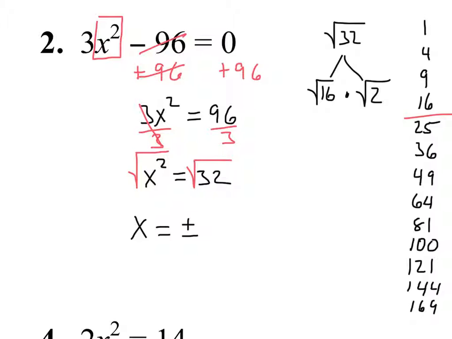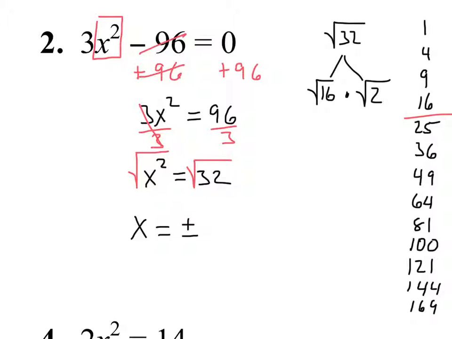Maybe the square root of 32 is already reduced. It is in radical form as it is, okay? That's possible too. For example, the square root of 33. You can't break it down. There's no perfect square that can be factored out of 33. Okay? So, there's our process.